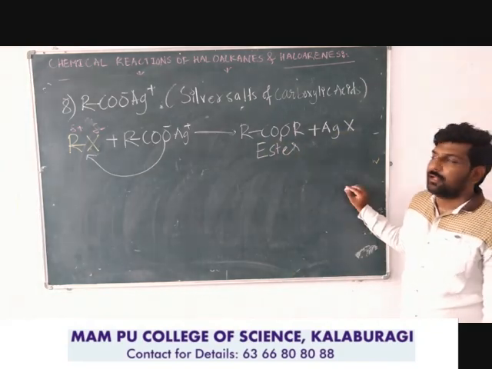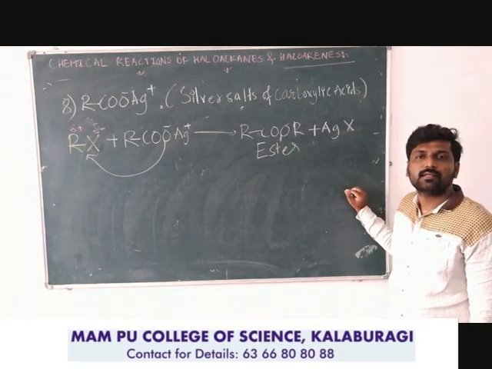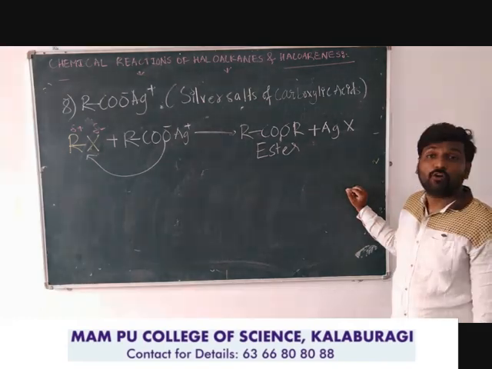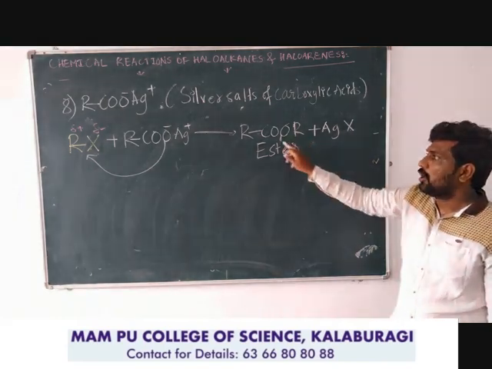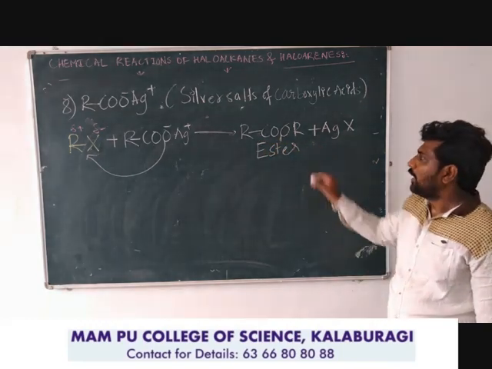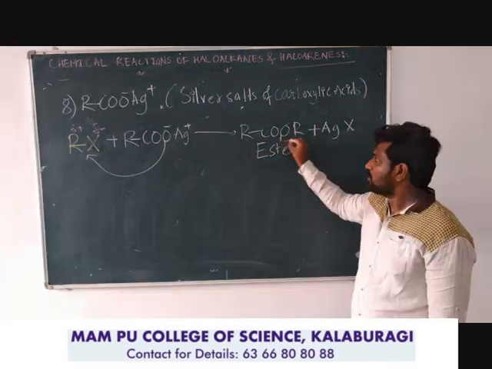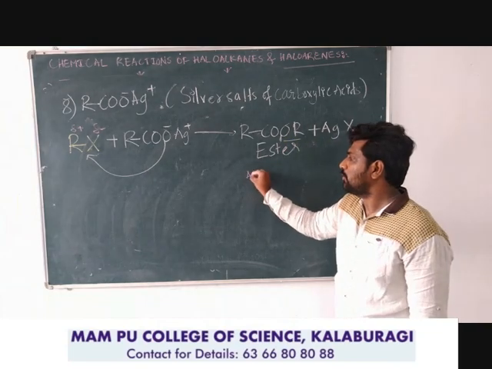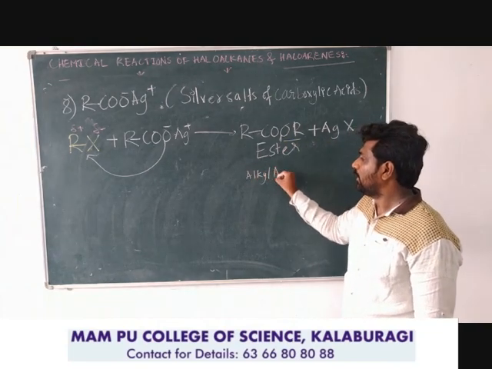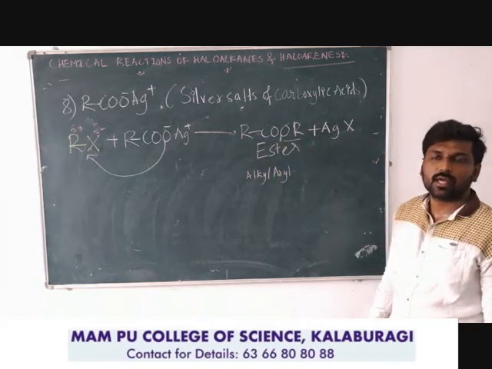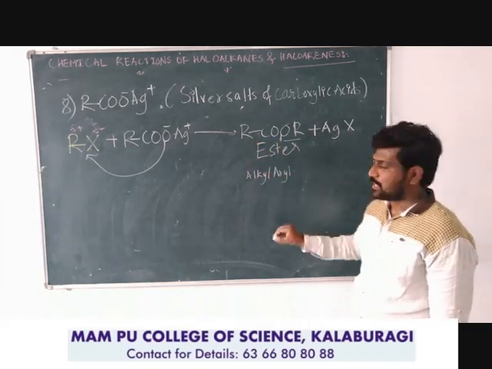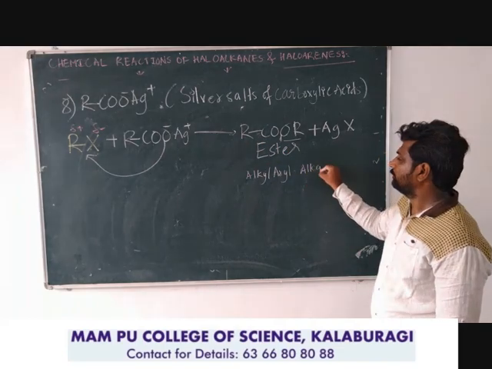So look at here. When the silver salt of carboxylic acid is heated with the alkyl halide, it will form an ester. Ester formula is RC double bond O OR, or RCOOR. The alkyl group or aryl group, if it is bonded to the oxygen, then it will be known as alkyl or aryl. And this one, the carbonyl carbon bonded alkyl groups are known as alkanoate.